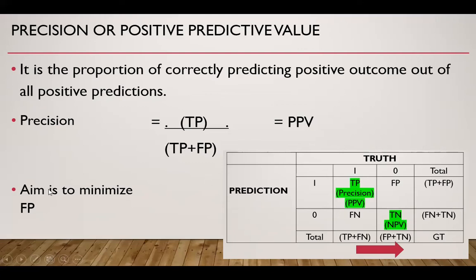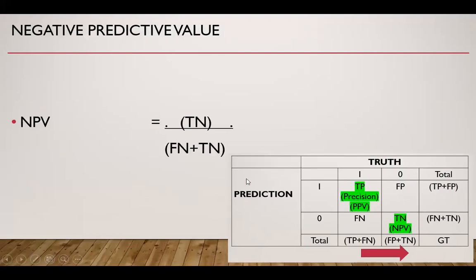So if we aim for a higher precision, then we can achieve a minimum false positive. Then negative predictive value is equal to true negative divided by true negative plus false negative. So this is this horizontal summation.